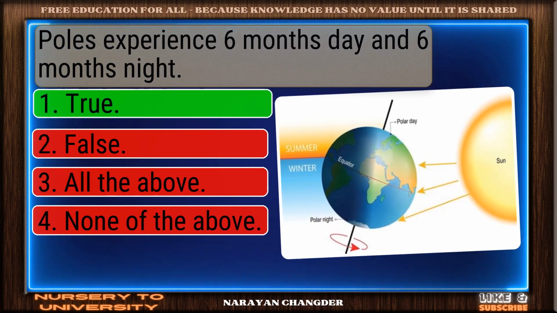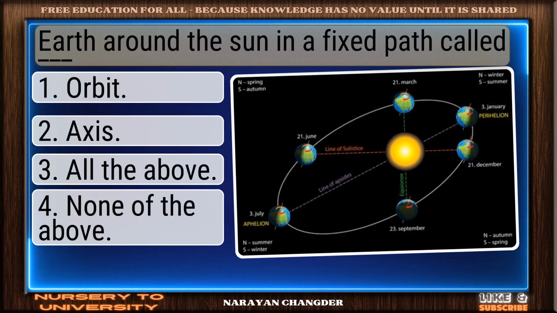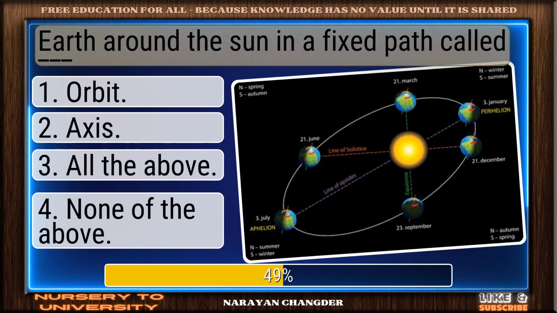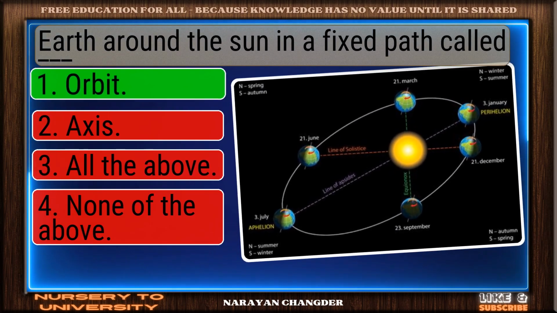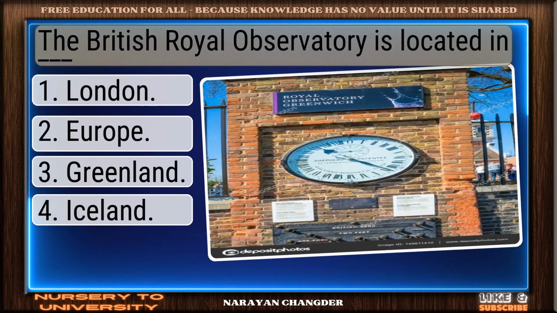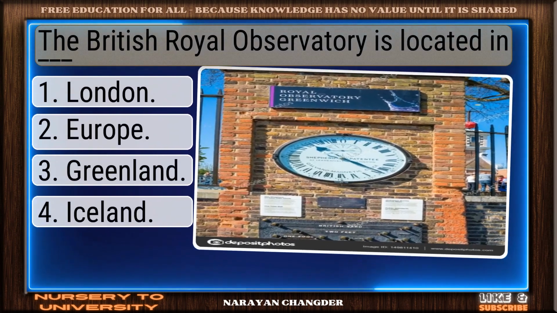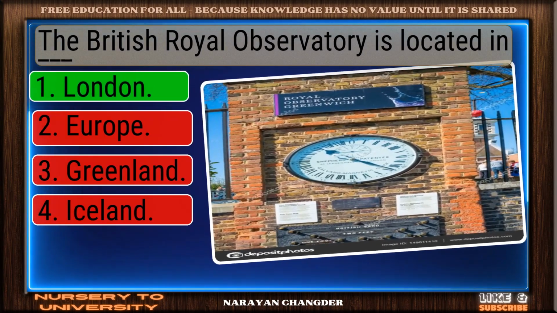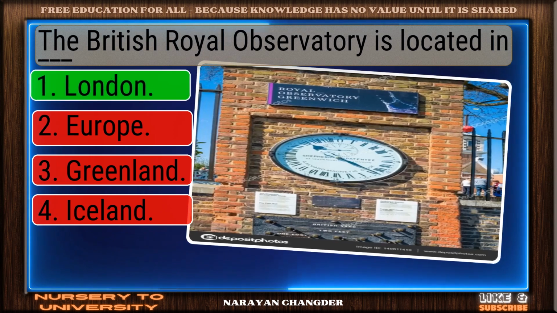Exactly. True makes sense and it is the right choice. Earth moves around the sun in a fixed path called dash. Sharp thinking. Orbit is the right choice. The British Royal Observatory is located in dash. Bravo. London is the answer.